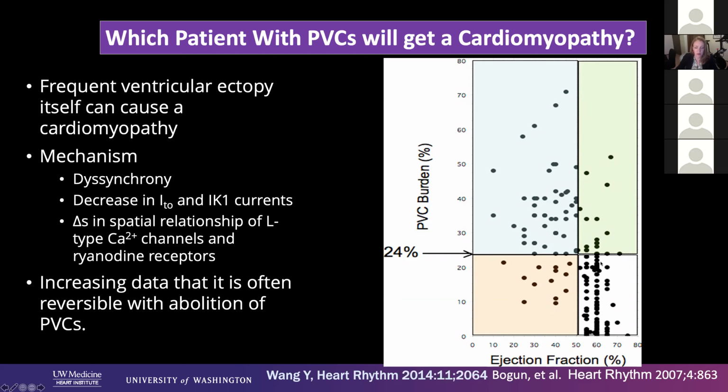So there were very few patients who had more than 25% PVCs but did not have a drop in their ejection fraction. And conversely, there are very few patients who had a lower EF but had fewer than 24% PVCs. So that's this orange quadrant here. But you can see it wasn't at all mutually exclusive. So for us to look a patient in the eye and say, oh, you only have 15% PVCs, you shouldn't develop a cardiomyopathy, I'm not sure we can really say that with such certainty. And some of those patients may in fact benefit from PVC elimination with either antiarrhythmic drugs or ablation.